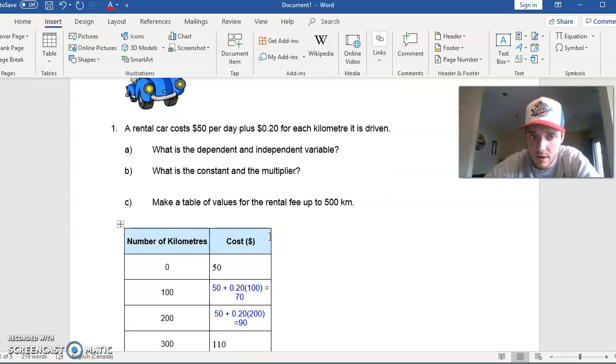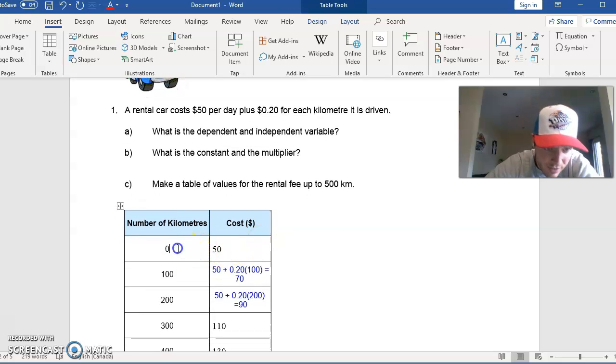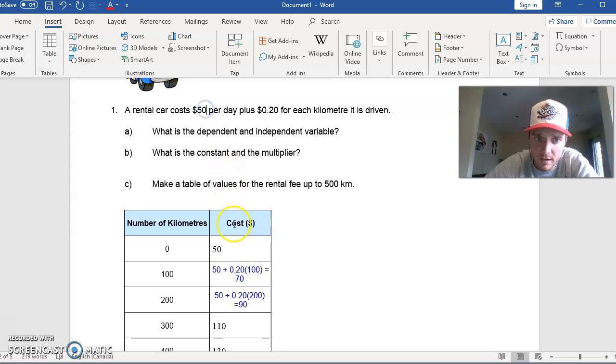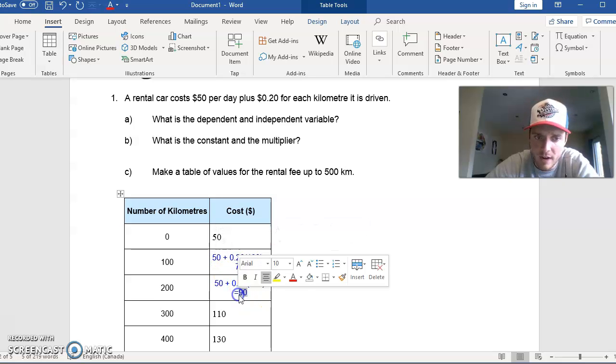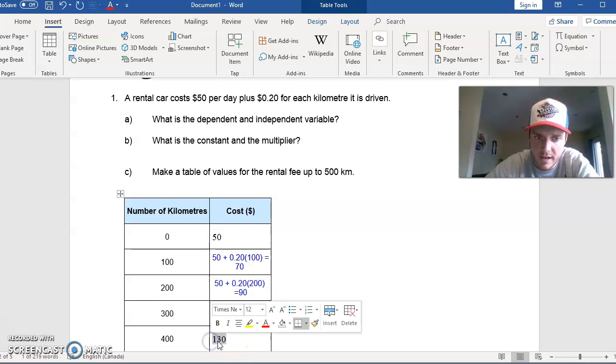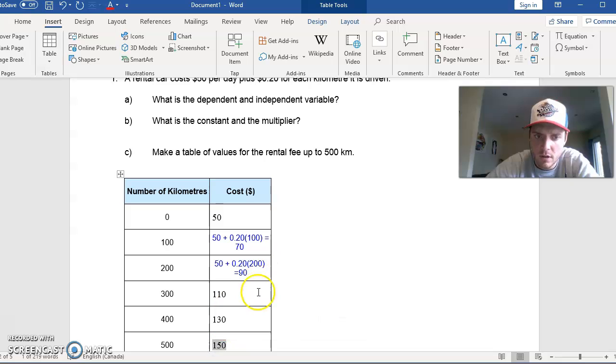Make a table of values. Alright. So, if I drive 0 kilometers, 0 times 0.20, that's 0, plus 50, right? Because I have to pay 50 no matter what. So I start at 50. After 100 kilometers of driving, 20 cents times 100 is $20. 50 plus 20 is 70. So I'd pay $70 after driving 100 kilometers. $90 after driving 200, 110, 130, 150. So if you follow the pattern, you have to spend $20 for every 100 kilometers you drive on top of your $50 to rent the car.